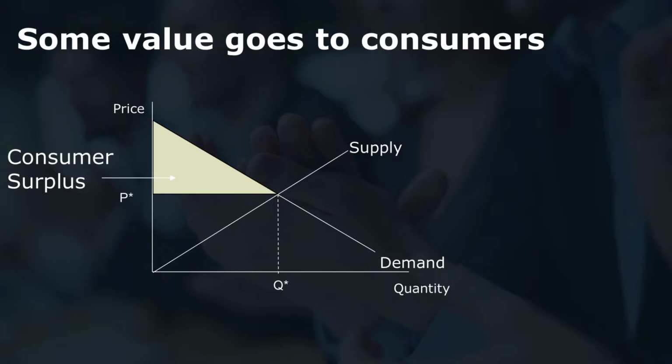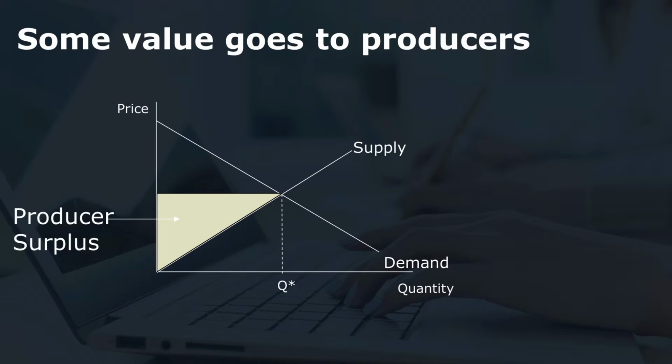So how do we interpret this as value or consumer surplus? Well, we know that the consumer in equilibrium is paying P star, but given their demand curve, they were willing to pay a higher price for all of those units prior to Q star. So the fact that they didn't have to pay that higher price, there's some inherent value in paying that lower equilibrium price.